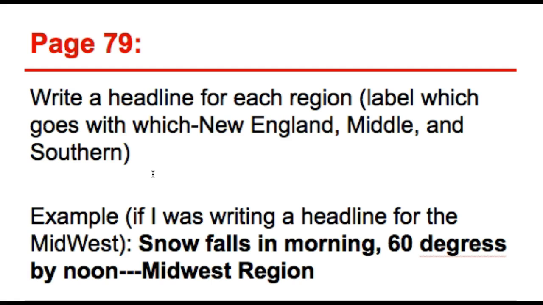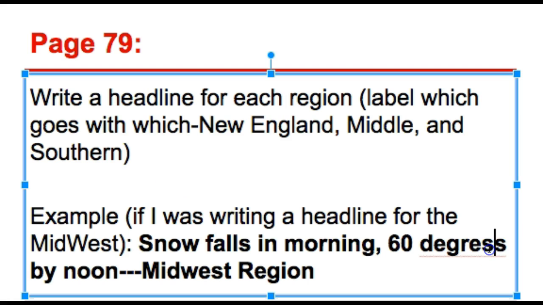But if I was writing a headline for the Midwest, I might say, "Snow falls in the morning, 60 degrees by noon," because our weather is constantly changing and we get multiple seasons, that kind of stuff. So my headline is as if that would be on a newspaper, or in a news article on Facebook and someone's trying to get you to click on it.